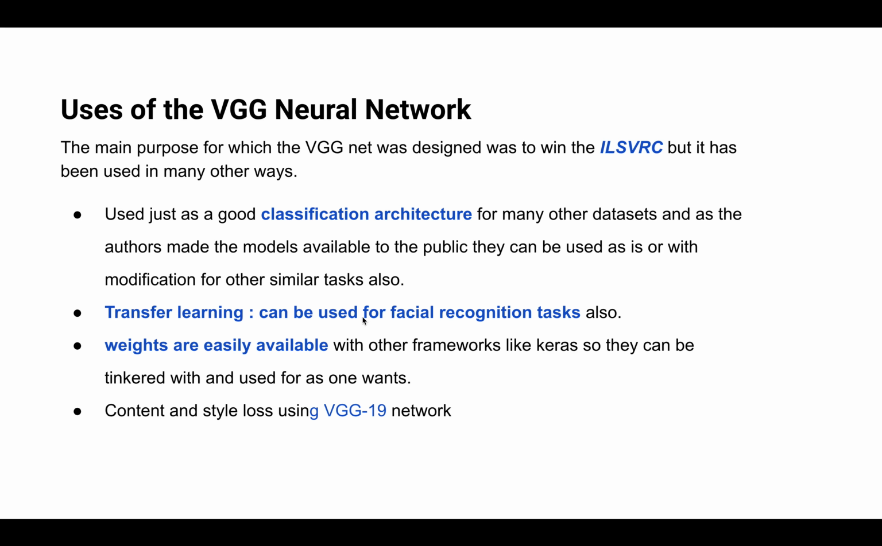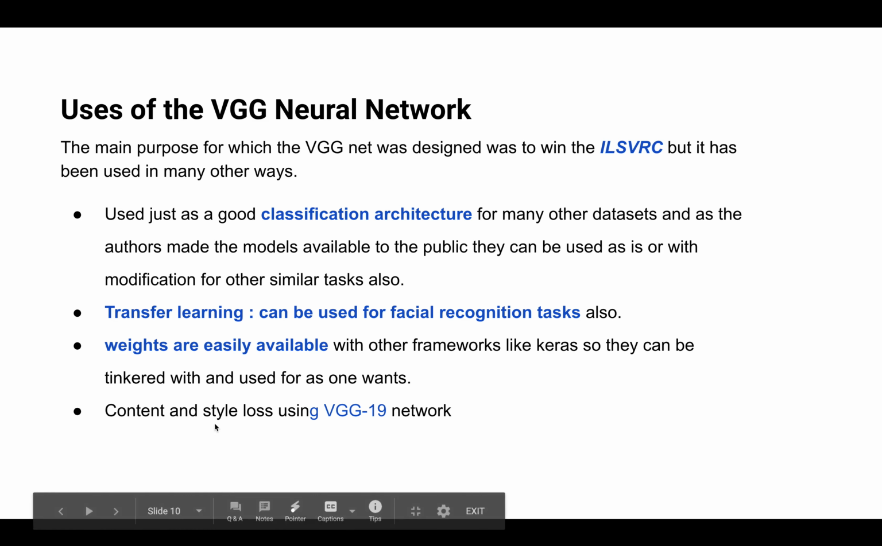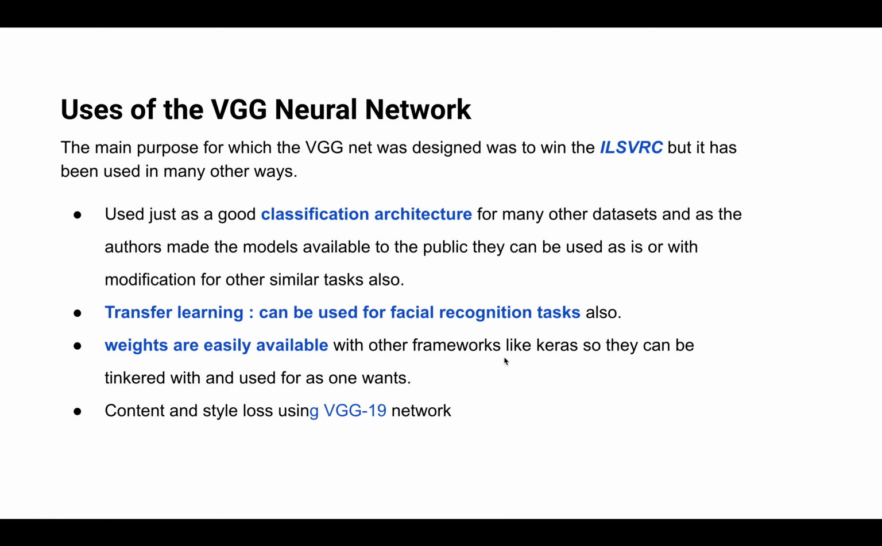Another example is facial recognition. These weights are also already available for other frameworks, like Keras and PyTorch, so you can use them directly. VGG 19 adds more layers, and you can leverage that also. So that was the theory about the VGG net and where we can use it.